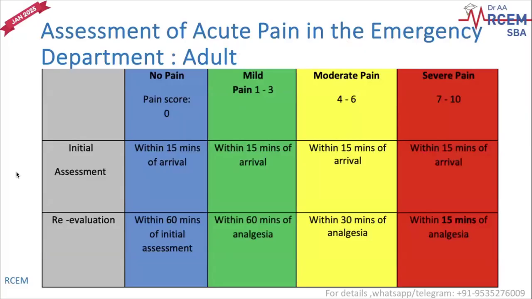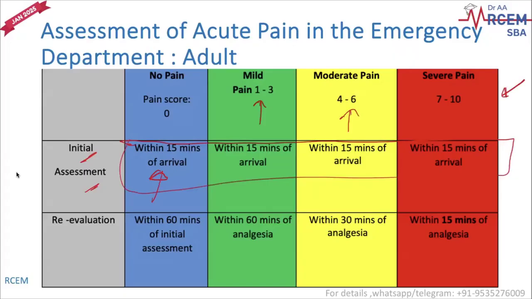Assessment: how to assess a patient who is having pain. For that matter, for any patient who comes to the emergency department, a pain assessment is to be done within 15 minutes of arrival. For any patient, whether he has pain or not, even if he has severe pain, within 15 minutes you need to do an initial assessment. You will ask the patient to grade it. If it's mild pain, it is between 1 to 3; if he grades it 4 to 6, it is moderate. Anything 7 or more is severe.